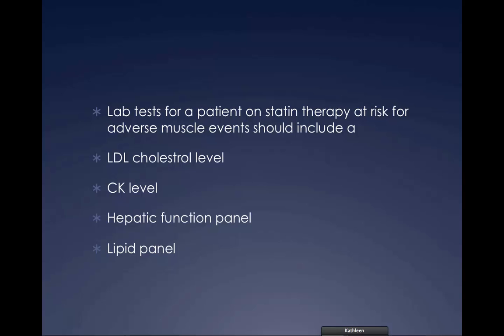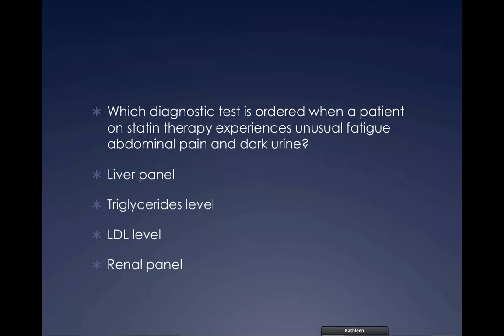Lab tests for a patient on statin therapy at risk for adverse muscle events should include LDL cholesterol levels, CK levels, hepatic function panel, and lipid panel, and it's CK levels. Which diagnostic test is ordered when a patient on statin therapy experiences unusual fatigue, abdominal pain, and dark urine? It's a liver panel.